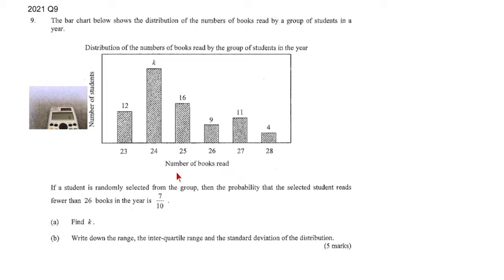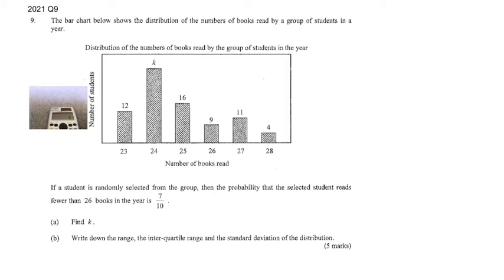So this is the number of books read: 23, 24, 25, 26, 27, 28. 12 students read 23 books in 1 year. K students, an unknown number of students, read 24 books in 1 year. 16 students read 25 books in 1 year, and so on.